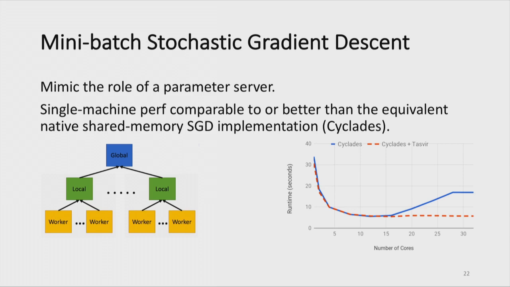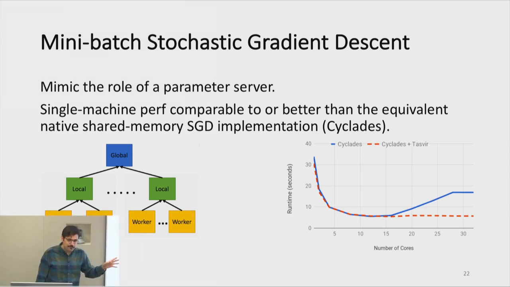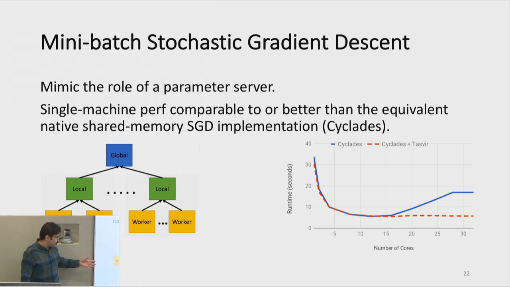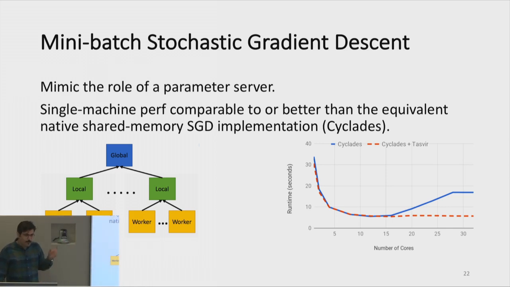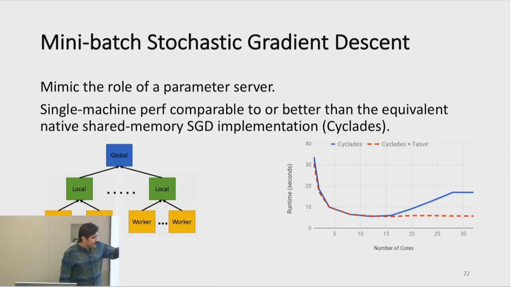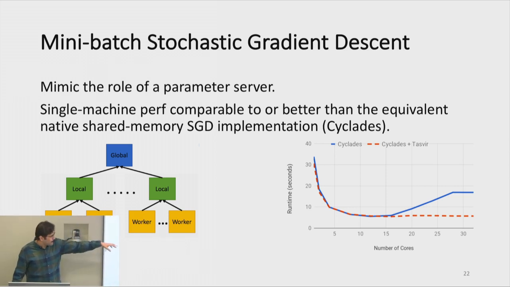One last thing, we tried it on different examples. Mini-batch stochastic gradient descent was something ML people at Berkeley suggested: why don't you try this and see if it helps? So we were trying to mimic a parameter server where Tasvir is taking over. This is the aggregation pattern: workers work on local updates, aggregated on a local area, and then aggregated at the global step. For a head-to-head comparison, we compare with a native shared memory implementation, which has no contending writes. We match the native shared memory overhead, and we surpass it beyond some number of cores.